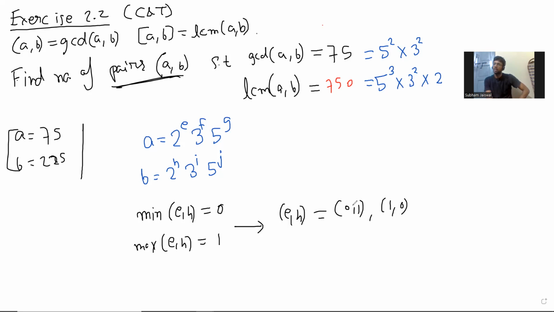So equal to what? No, because then the maximum won't be 1, right? And if both are 1, the minimum won't be 0, right? So that is the thing. This is the only possibility in this case. But you see, this will keep working in general. But let's do this first. Okay? So what does this give us? This gives us 2 possibilities, 2 choices.